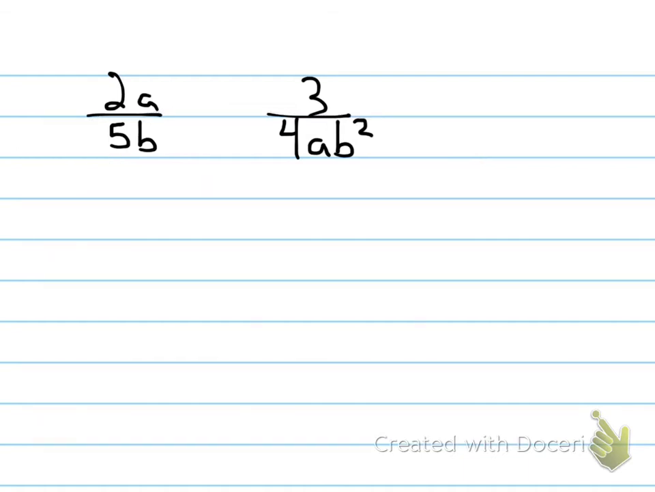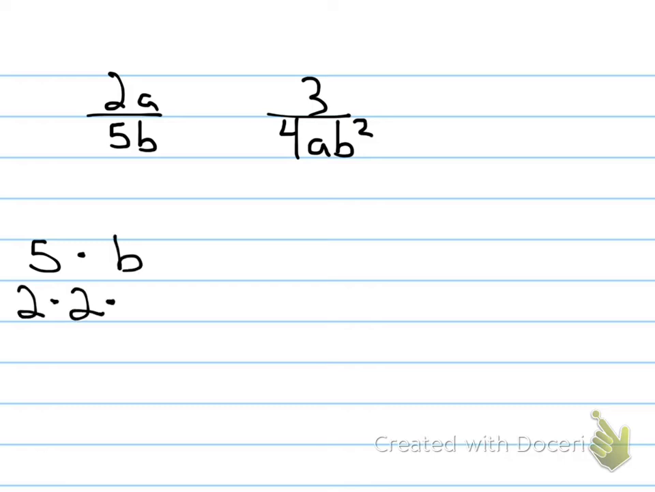I do the prime factorization of both of these terms. Break them down. You know how to do that. We did that back in 4.1. I want you to give me the prime factorization of both of these denominators. Right there on your notes. All right, so 5b is what? 5 times b. What about 4ab squared?